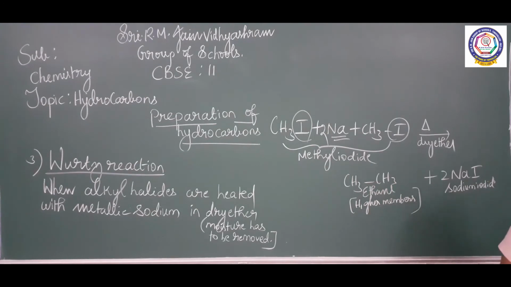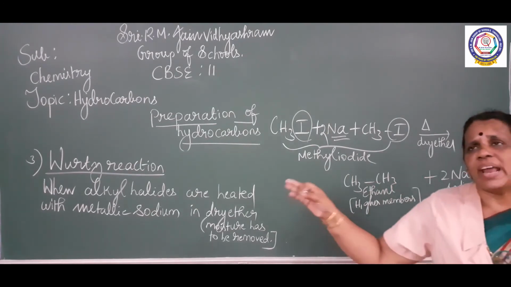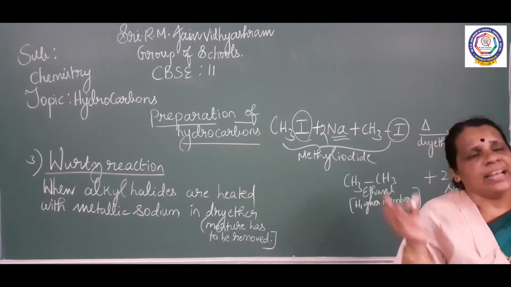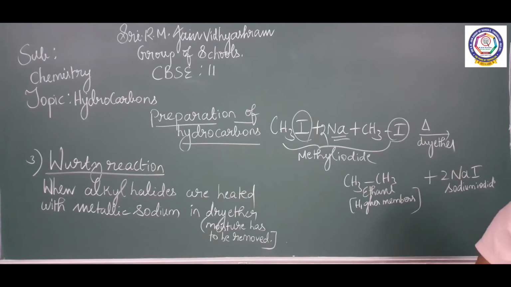So what is the method? We can call it the Wurtz reaction. When alkyl halides are treated with metallic sodium in dry ether, what is happening here? You will be getting higher alkane with the liberation of sodium iodide as a byproduct.